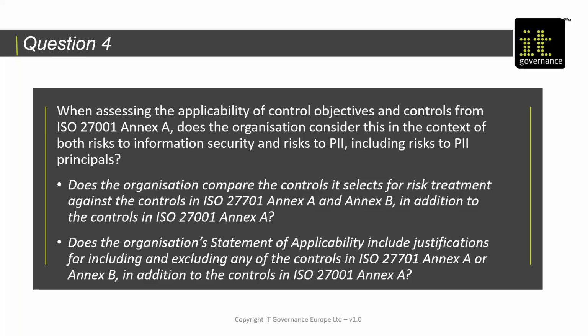So the previous slide considered the risk assessment process. This slide concerns the risk treatment process. When assessing the applicability of control objectives and controls from ISO 27001 Annex A, does the organisation consider this in the context of both risks to information security and risks to PI, including the risks to PI principals? So has the organisation compared the existing information security controls with the controls listed in Annex A and Annex B of 27001 to verify that no necessary controls have been omitted?